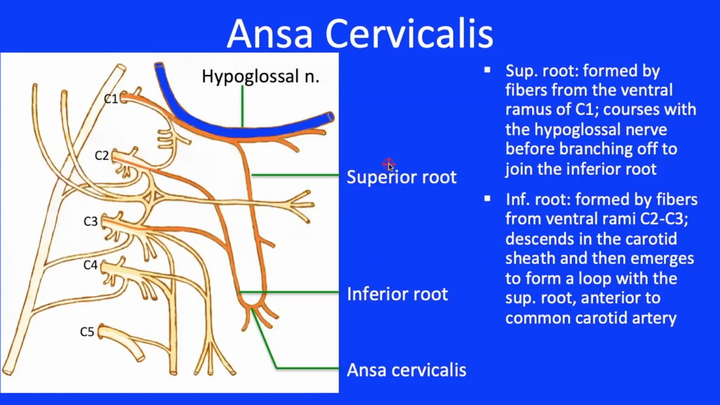Hence, ansa cervicalis refers to the loop of the neck and is formed from branches of the cervical plexus. And here is the schematic of the ansa cervicalis. Note that the superior root is from C1. Ventral rami from C1 piggyback onto the hypoglossal nerve and travel with it, but do not make the mistake to think they are part of the nerve. Ventral roots from C2 and C3 join to form the inferior root of the ansa cervicalis.